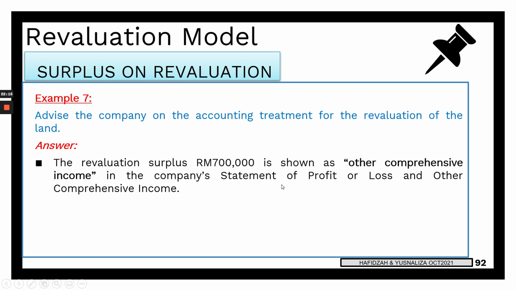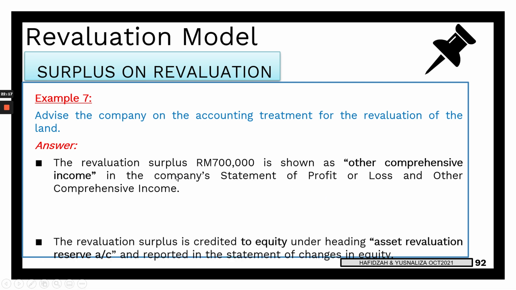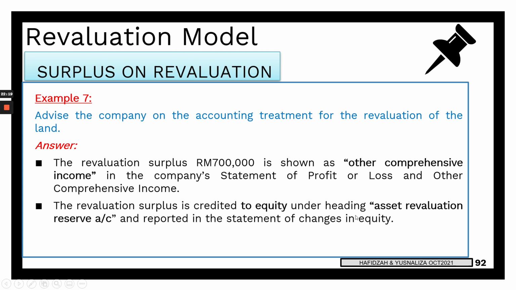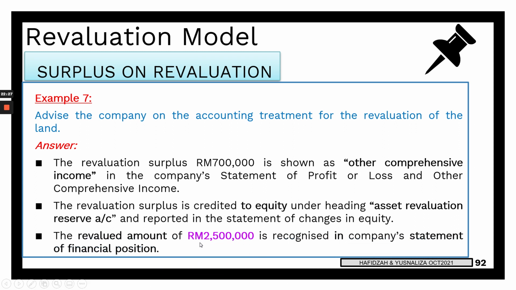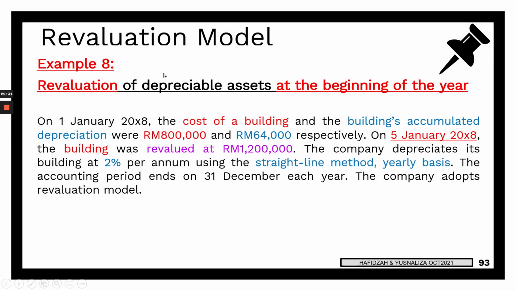The surplus should be shown in the other comprehensive income and also shown under the equity in the ARR, asset revaluation reserve, in the statement of changes in equity, and the revalued amount is recognized in the statement of financial position. Next is example 8. Example 8 is on revaluation of depreciable asset at the beginning of the year.